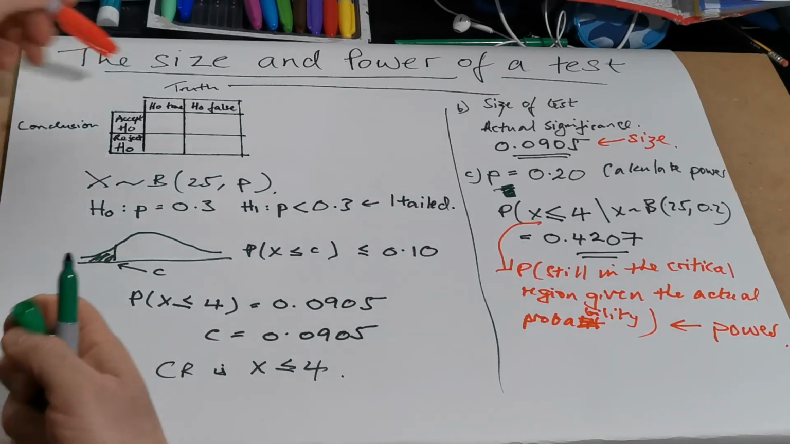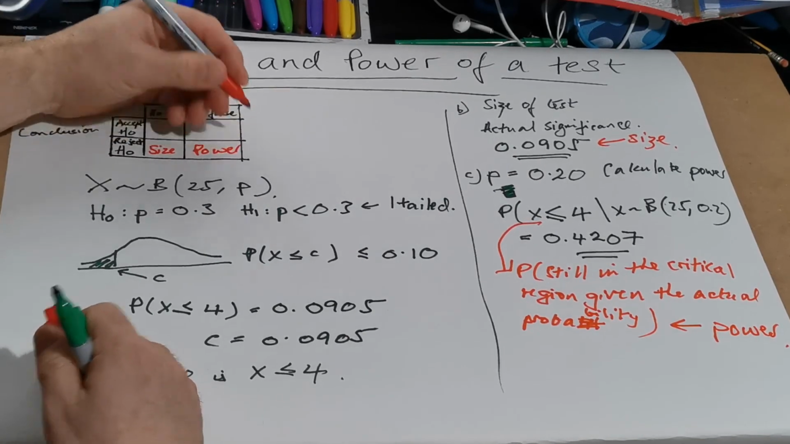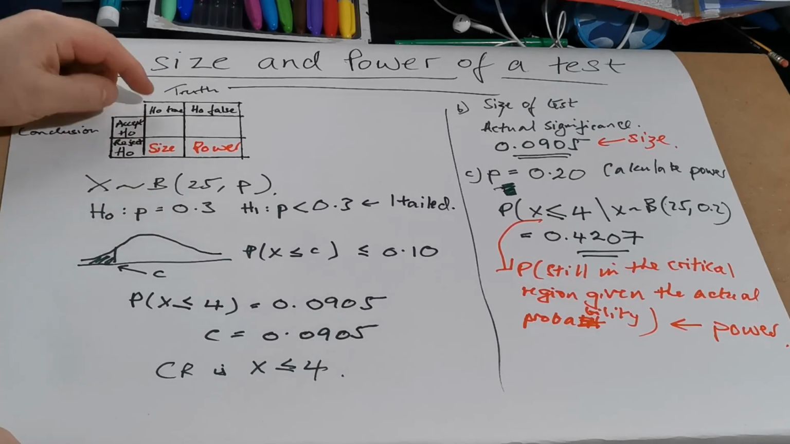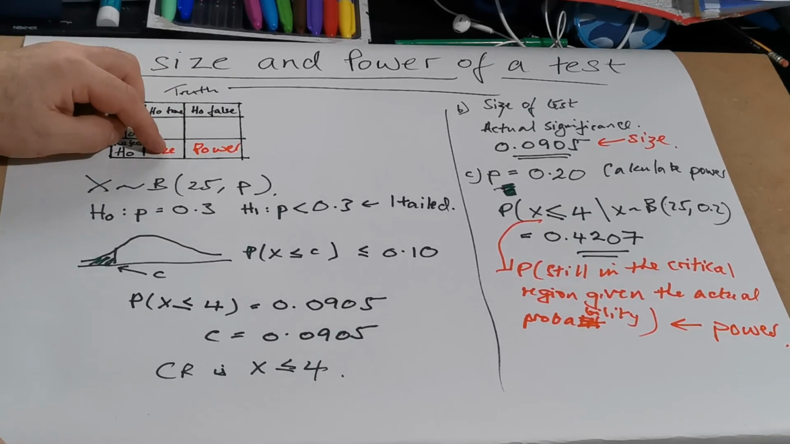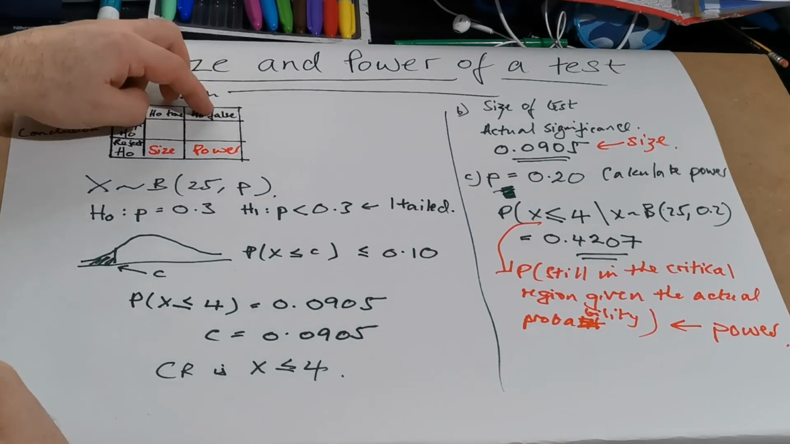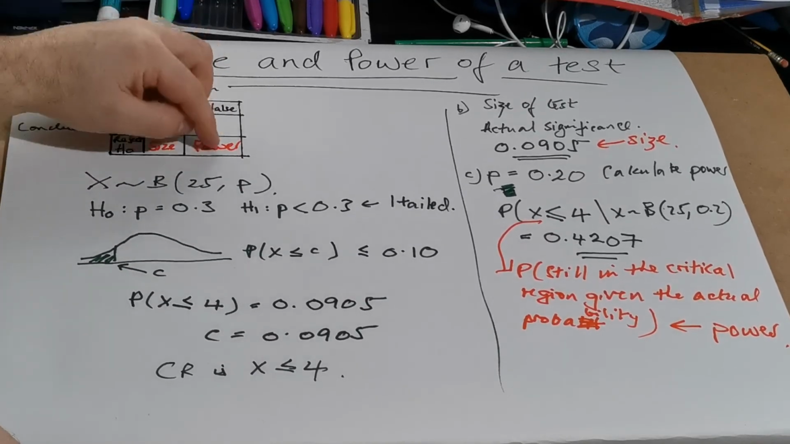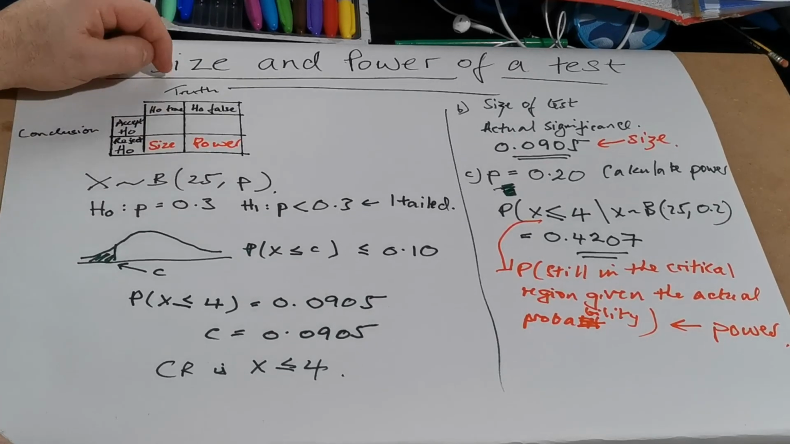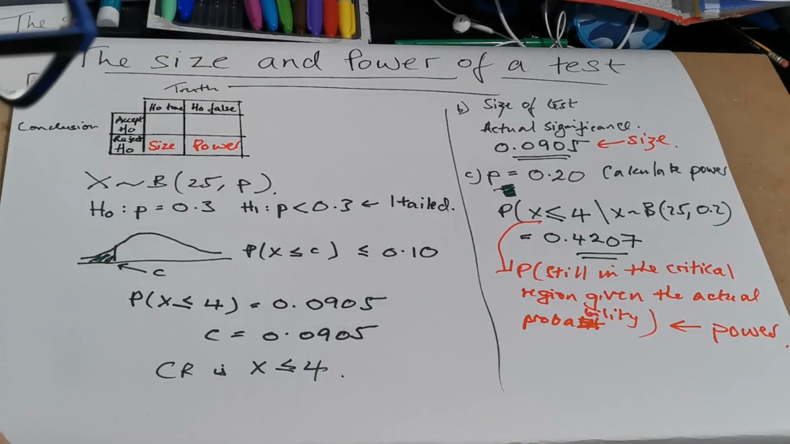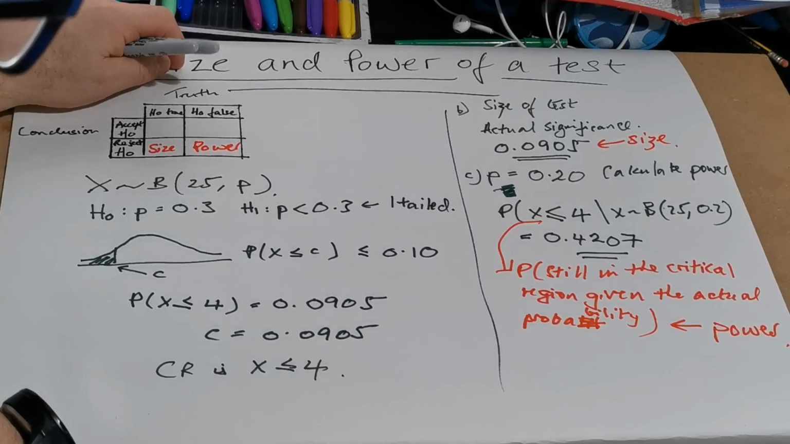Okay, so coming back to this table here, we've got the size in here and the power in here. It's important to know they're both to do with when H0 is rejected. So here H0 is true but is rejected. That would be the size, so we want that to be as small as possible. And H0 is false is the power. We want that to be as big as possible because we want it to be rejected if it's false. We want it to not be rejected if it's true. So the size needs to be small, the power needs to be big. I don't actually think 0.4207 is that good for that test. So that's an interesting point to make. Okay, thank you.